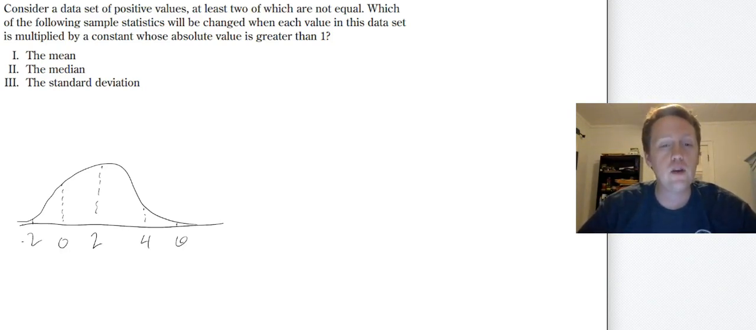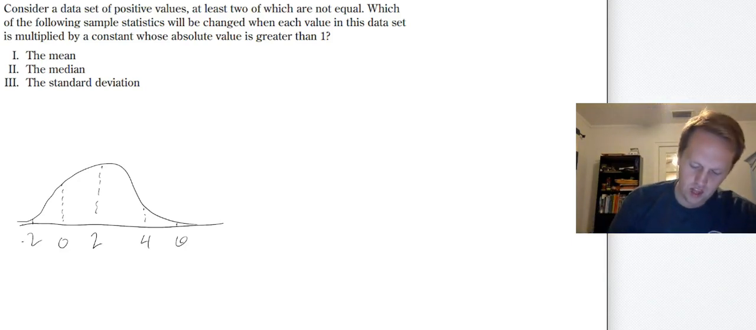Now what I'm going to do is multiply every single observation by some number whose absolute value is greater than 1, which means I could multiply by -3, right? It would flip my distribution around a little bit. So I'm going to use a positive number because I think it's easier to work with. But I just want to know what's going to change. So let's multiply everything by 3.